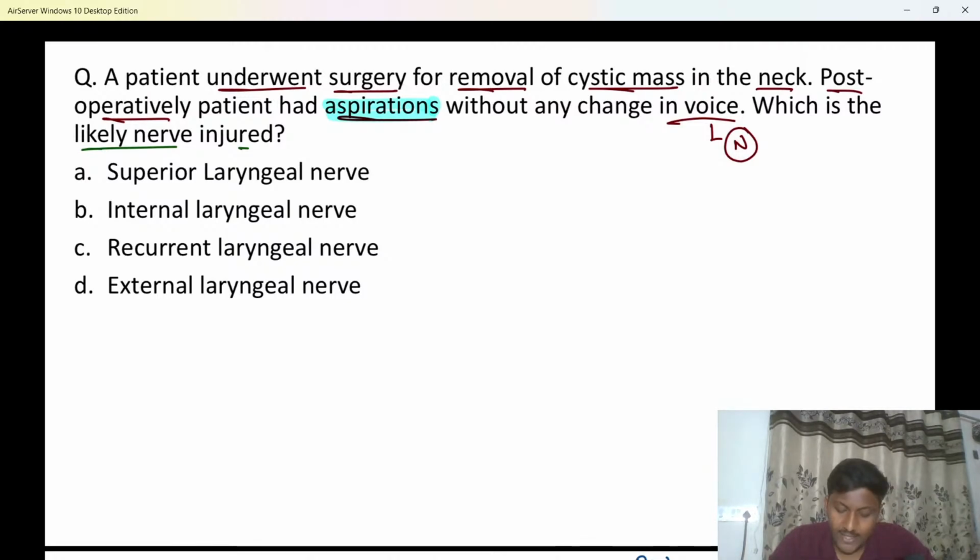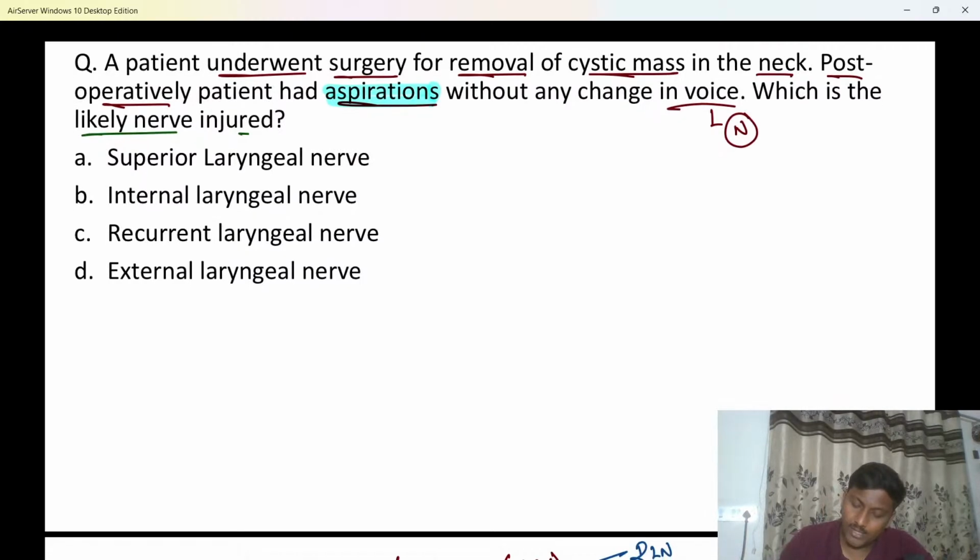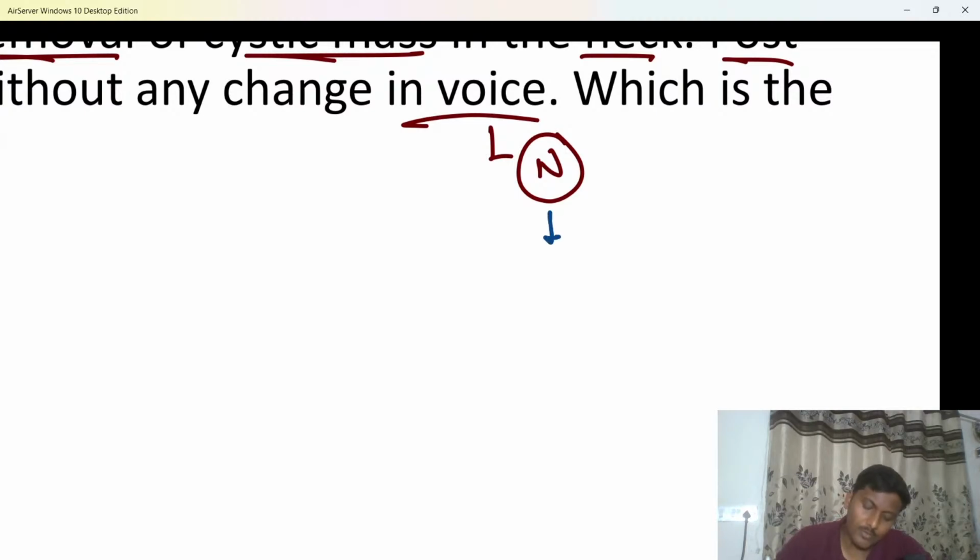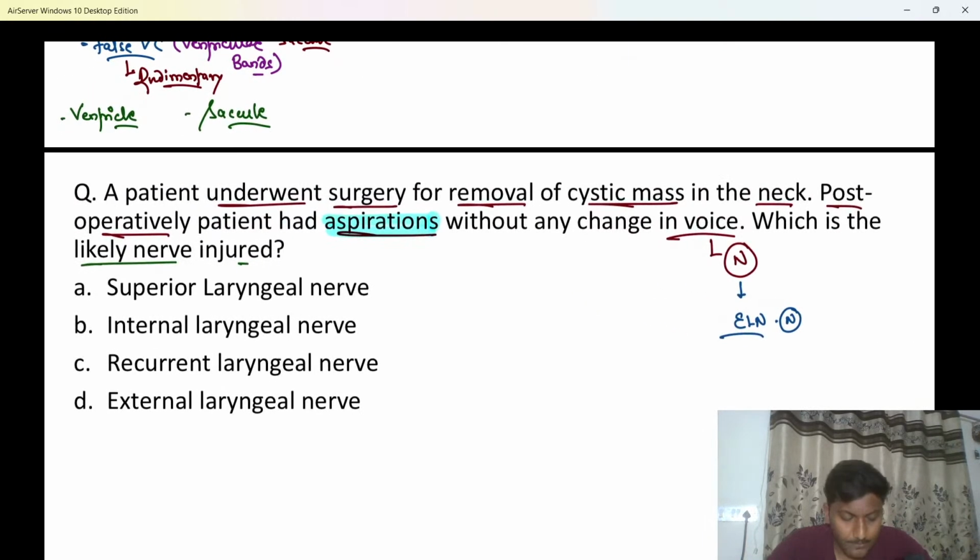A patient underwent surgery for removal of a cystic mass in the neck. Post-operatively, the patient had aspirations without any change in voice. Voice was absolutely normal. If voice is absolutely normal, beta, was there any problem in the cricothyroid muscle? No. And if there is no problem in cricothyroid, that means there is no problem in the external laryngeal nerve also. So ELN is absolutely normal.